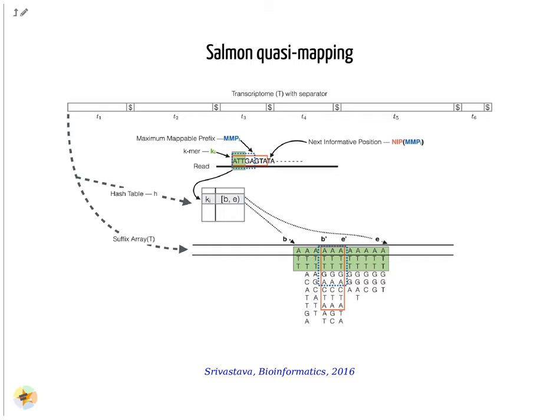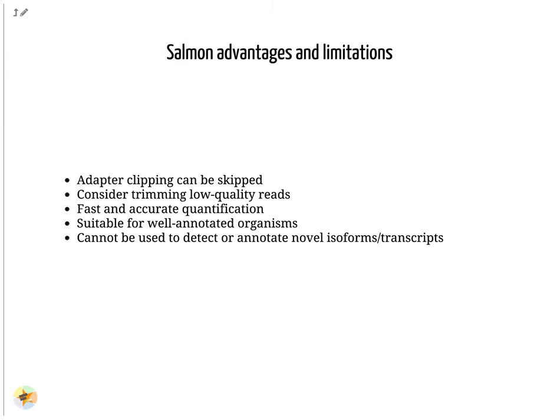ATTGACTA, which is in the red-colored box, is the longest common prefix of the suffix array interval C and E. So the next informative position on the read is the ninth base T. In the end, the read in the above example most likely mapped to the suffix array at E. Salmon has several advantages and few limitations over the traditional alignment methods.